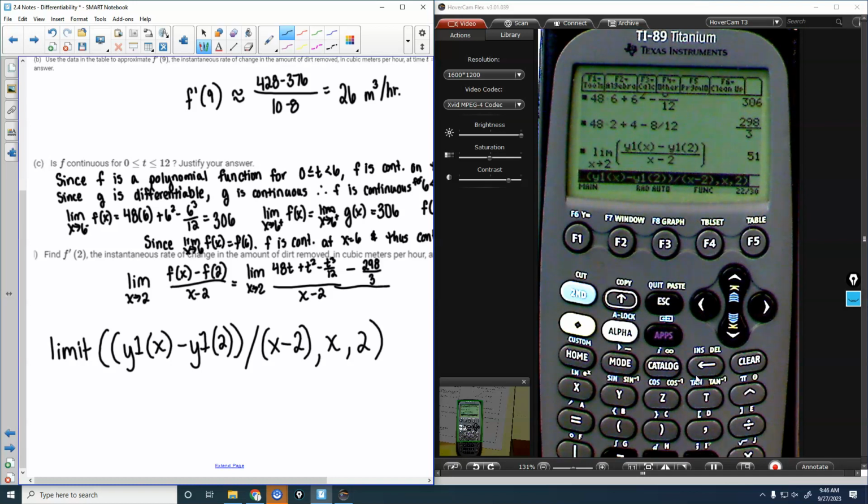All right, so we're getting 51 for that. So that is our answer. 51 cubic meters per hour. Okay, questions?